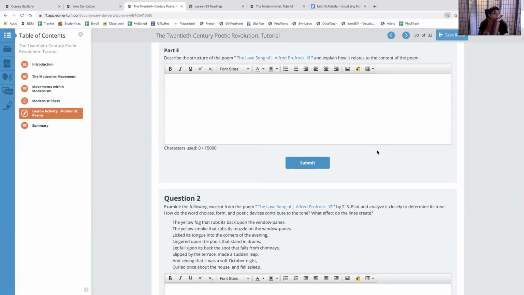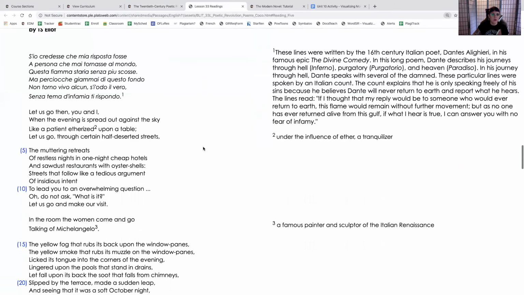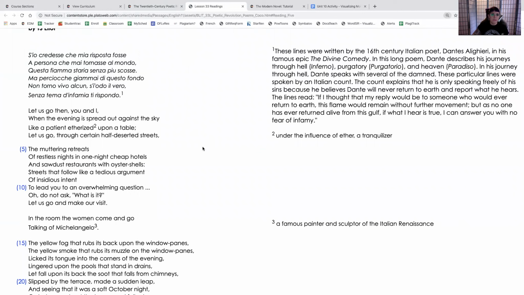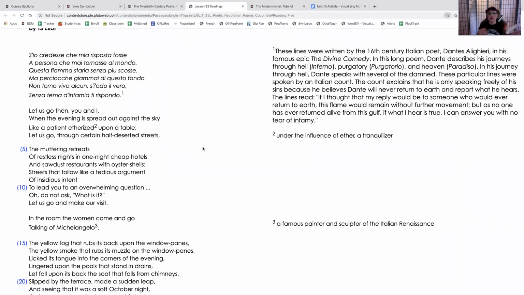This is a book that I used when I was in university getting my degree in English, and it's a collection of poems by T.S. Eliot. He's one of my favorite poets. Okay, so let me pull up the poem. I'll give you this information at the beginning.